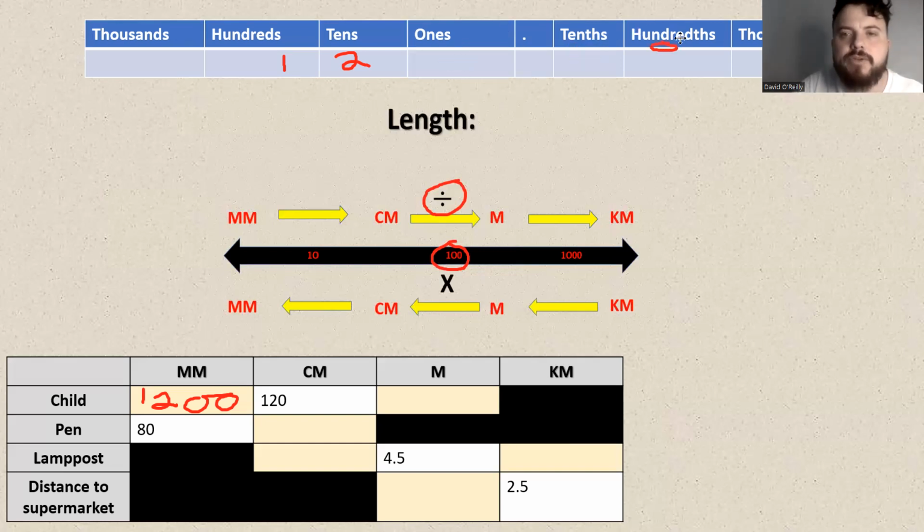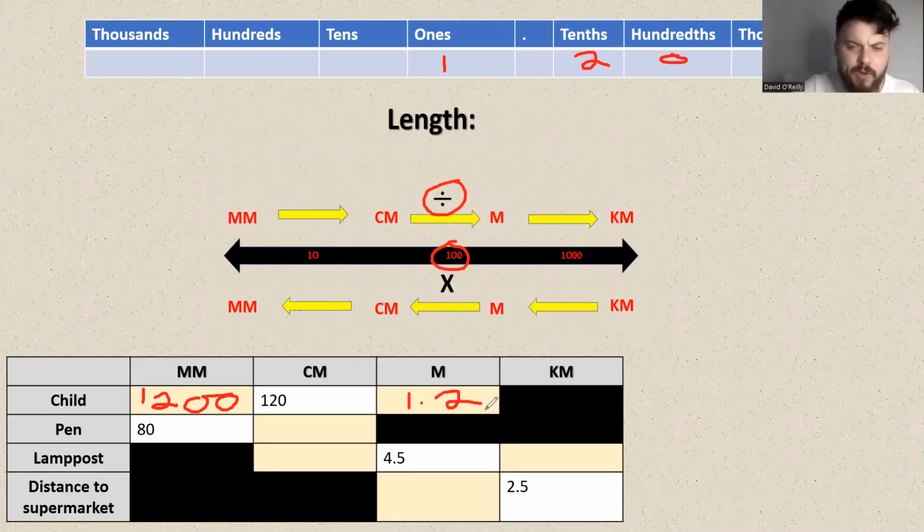So 1, 2. And look, I've got an answer. The answer is 1.20 or 1.2. Okay, 1.2 and 1.20 mean the same thing. We've got 0 hundredths. We don't need to express them. 1.2. Yeah. So the answer is 1.2 meters. The child measures 1.2 meters.